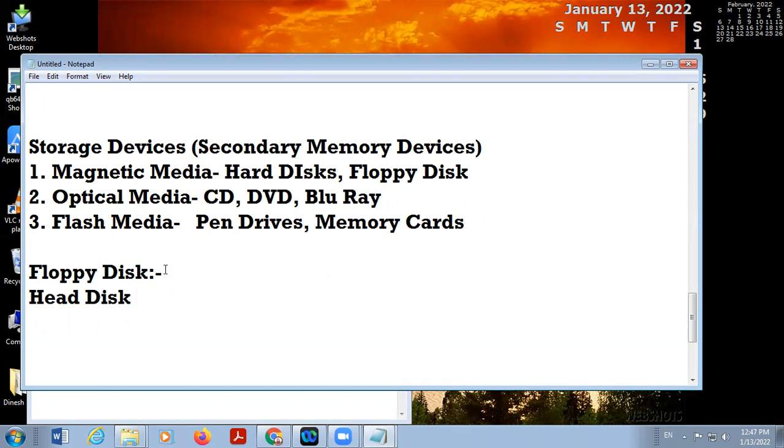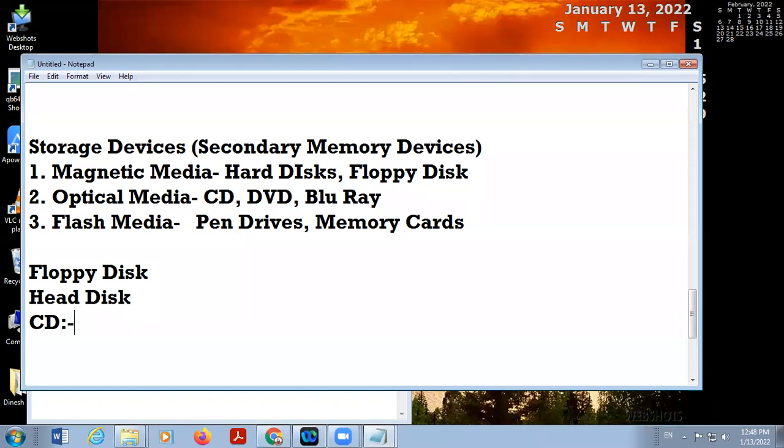Next media is CD. CD stands for compact disc, and it is an optical media. Here we use laser light to read and write the data. The size of a CD is 700 MB, so we can store data up to 700 MB in the CD.